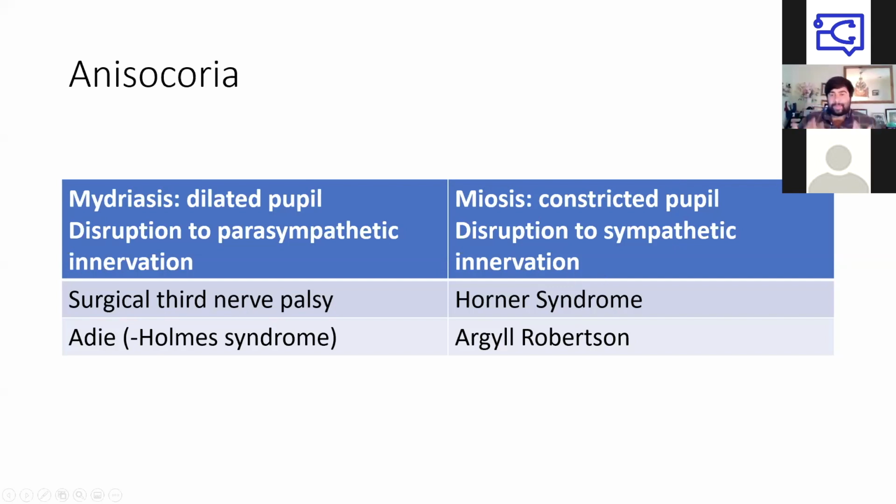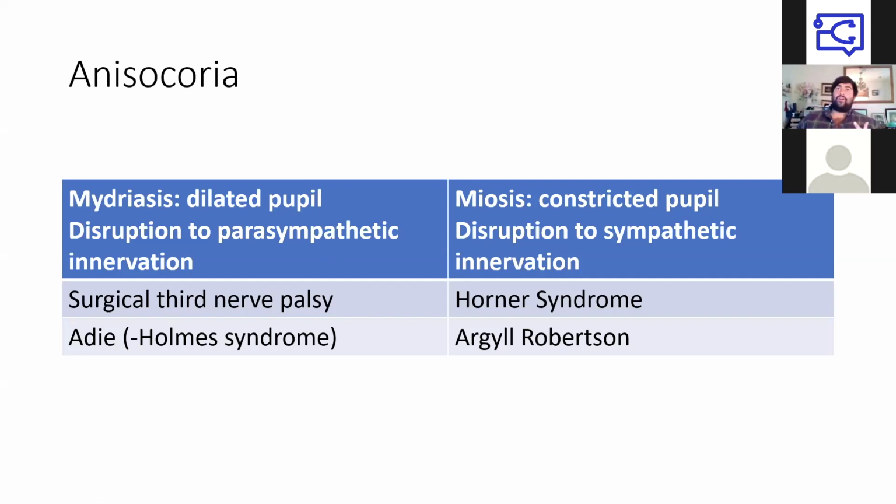pupil. But what that means is that if there is a disruption to the sympathetic supply to the eye, then the eye will constrict, the pupil will constrict. So that's why Horner syndrome particularly is due to oculosympathetic paresis. And then mydriasis is the opposite, the dilated pupil.